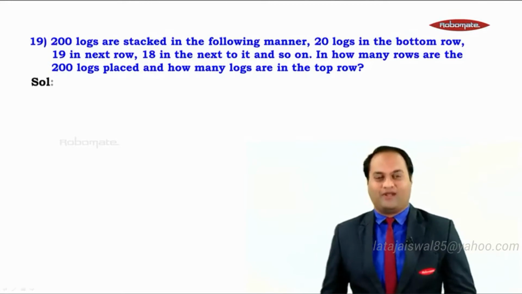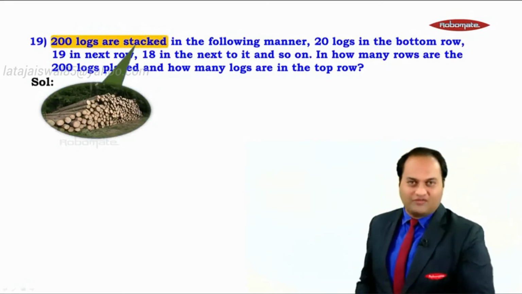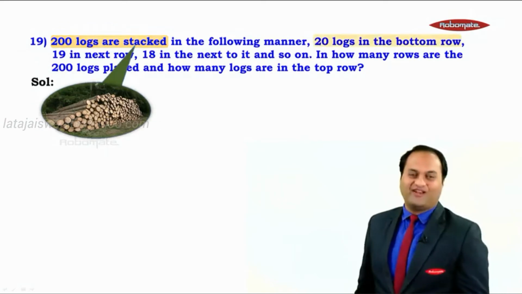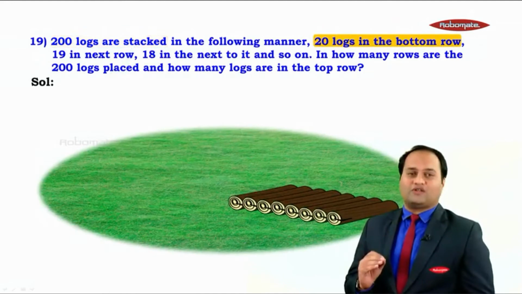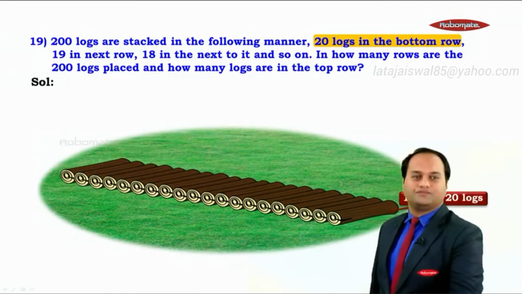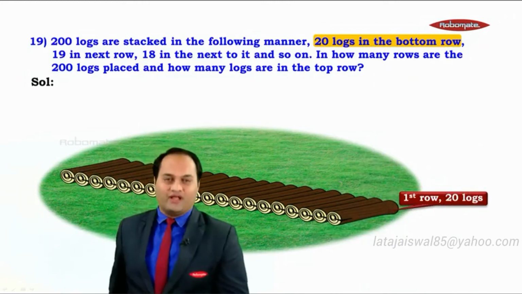Let's go step by step. Let's try to understand what is given. Log of wood, something which you all already know, this is how it looks, right? Now, how are they placed? Please understand. 20 logs are in the bottom row, right? So in the first row, the first term, there are 20 logs.